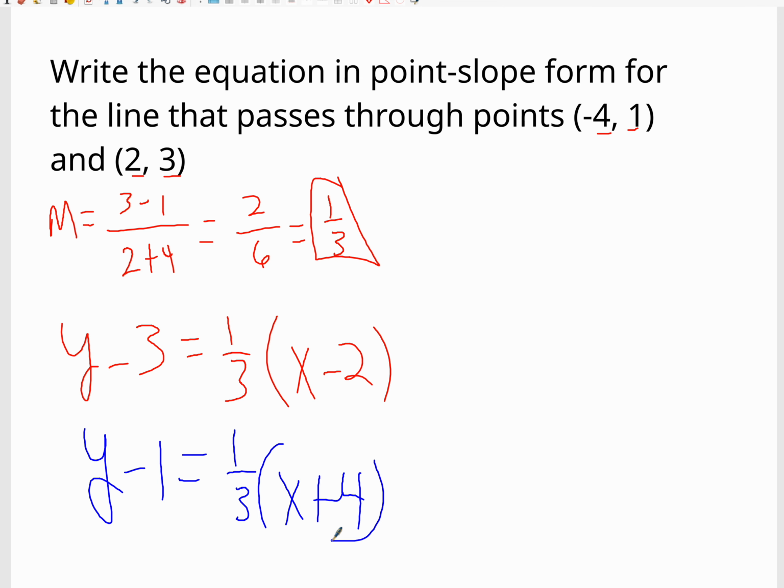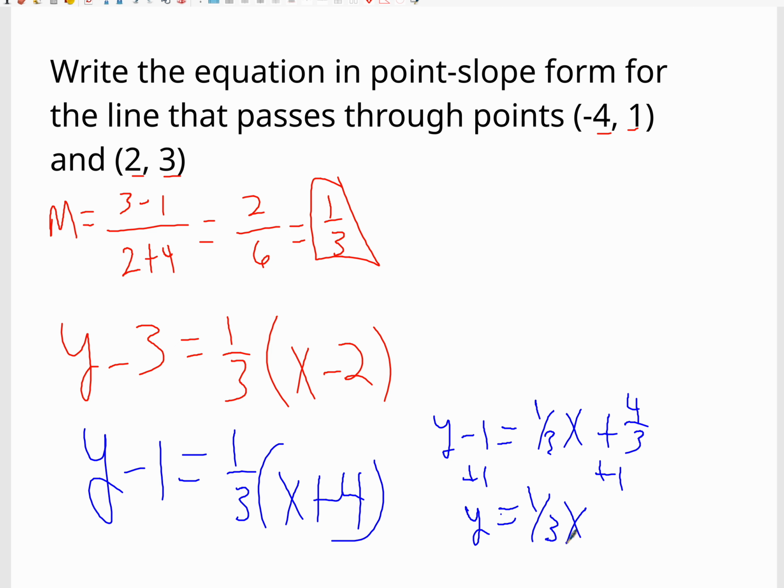So if I distribute, I'm writing in blue right now, y minus 1 equals 1/3 x plus 4/3, right? Now add 1. So y equals 1/3 x, and the 4/3 is 1 and 1/3, so this would be 2 and 1/3. Everybody agree? Okay, what if I change the red one? What do you think that's going to come out to? Same thing. It should come out to 1/3 x plus 2 and 1/3. Let's see if it does.